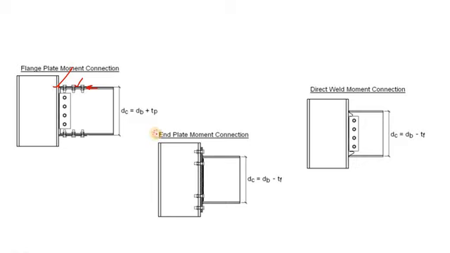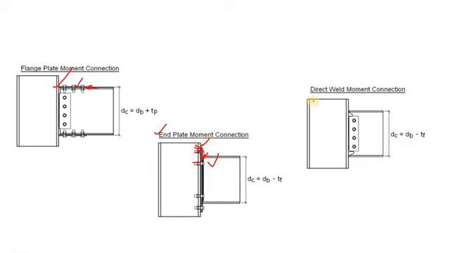Second one is your end plate moment connection. Here you can see through welding the whole I section is connected to this plate, and this plate is connected to the flange of the column through this bolt. Okay, so first your tensile force from the beam is transferred to the plate, then from the plate to the bolt, and finally to the flange of the column.